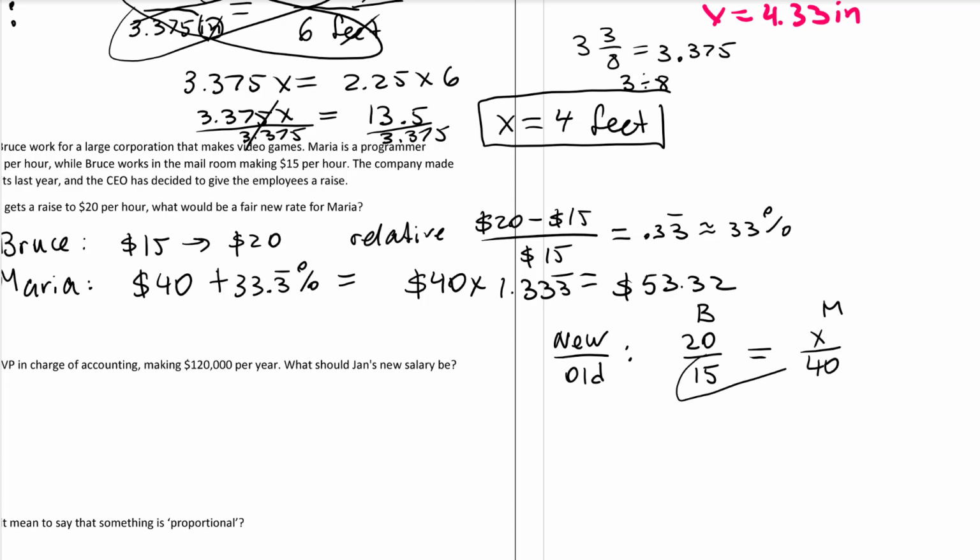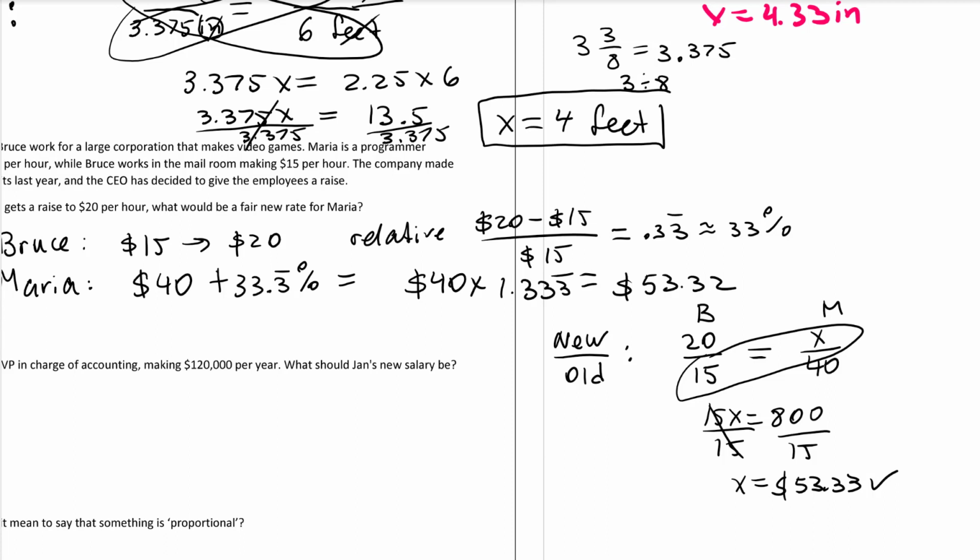All right, so let's review. 15x equals 20 times 40, which is 800. Divide both sides by 15, and we get the same answer as before. Let's double check. $53.33. A little bit off by rounding. This is more precise because we didn't round anywhere until the end, but the answers are pretty similar. Okay, so it's $53.33. So that's one way you can set it up.